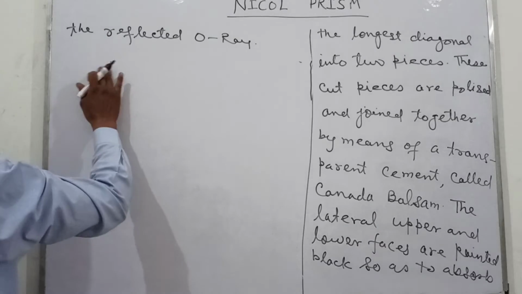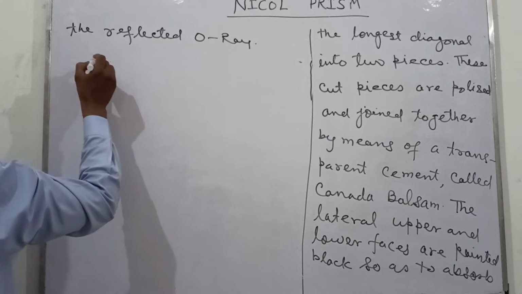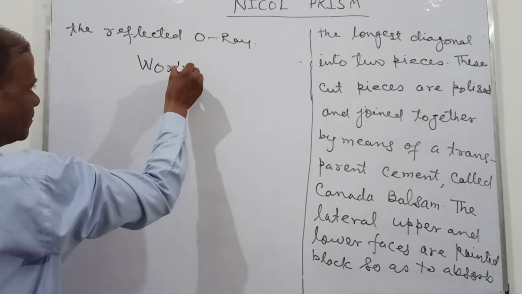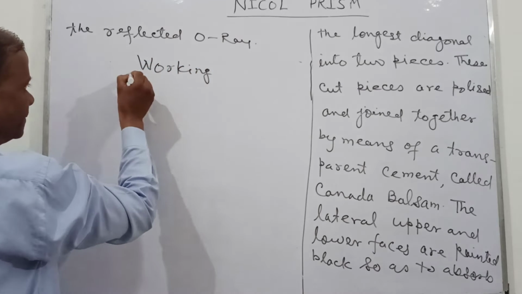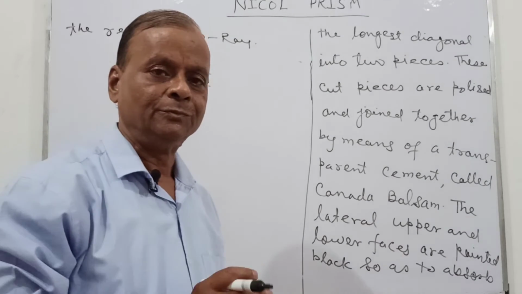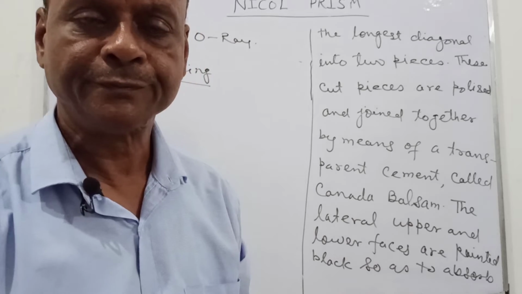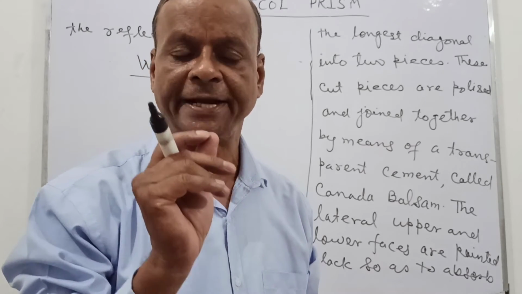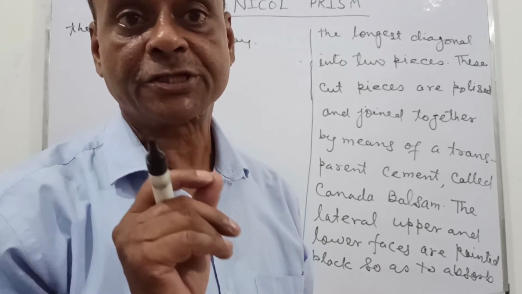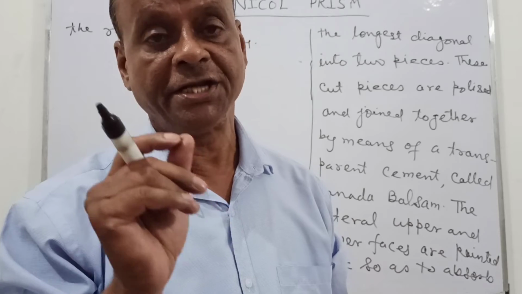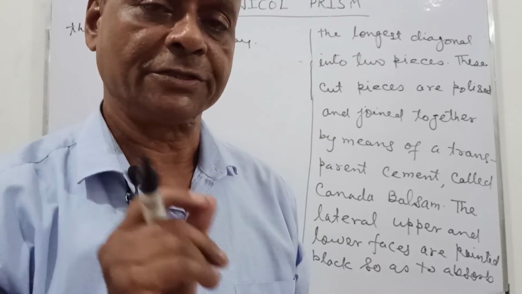Now the working. This is necessary to know. So first we are having the O ray, E ray and Canada balsam also. So we must know the refractive index of the crystal for O ray, E ray and the Canada balsam also.